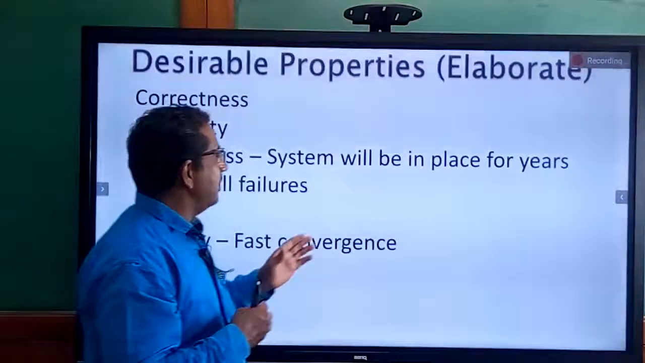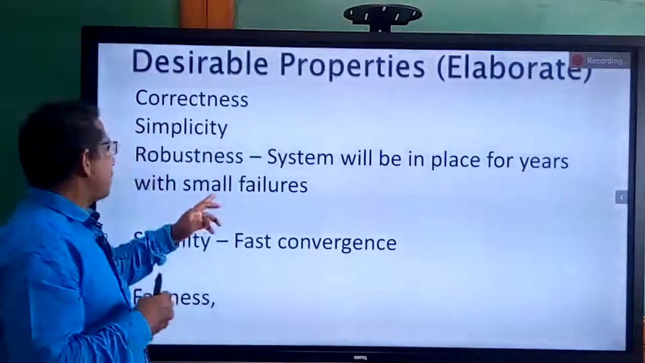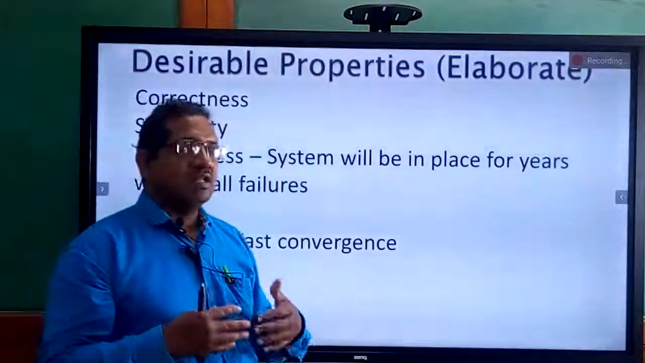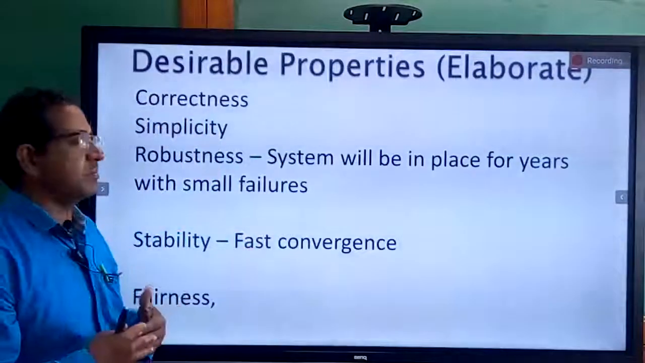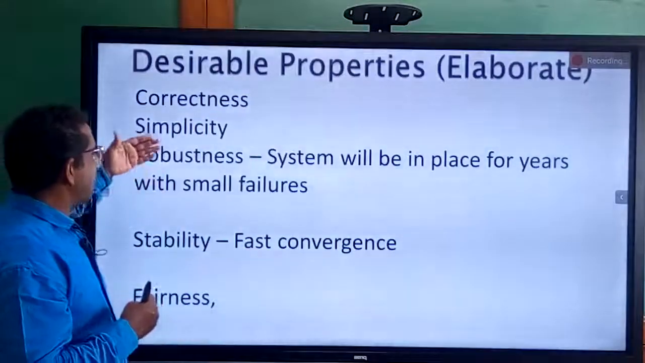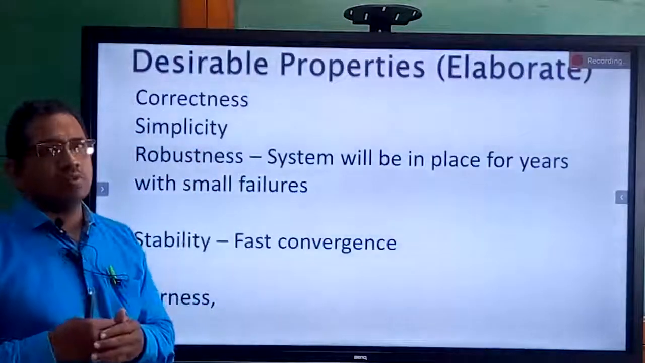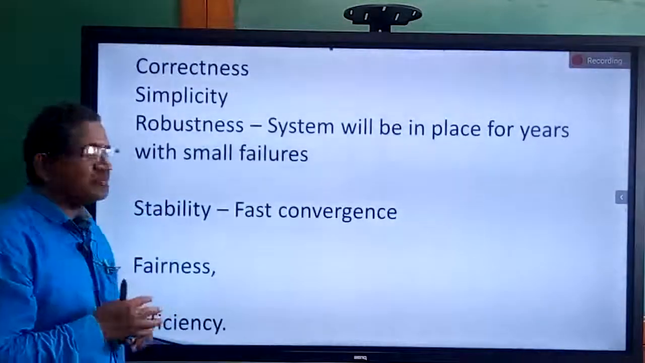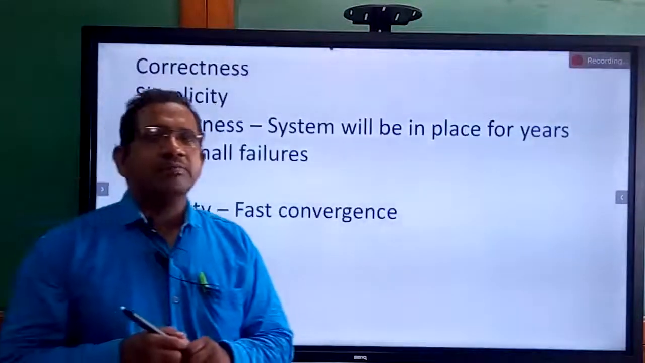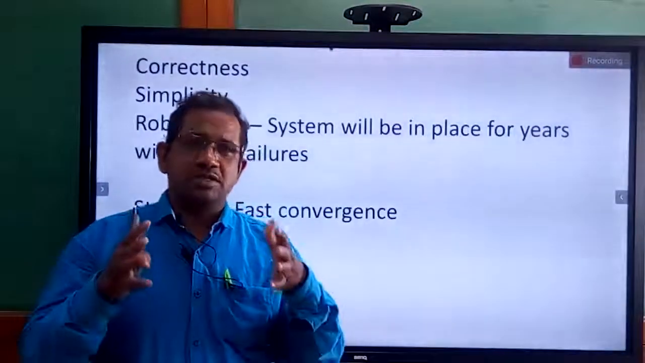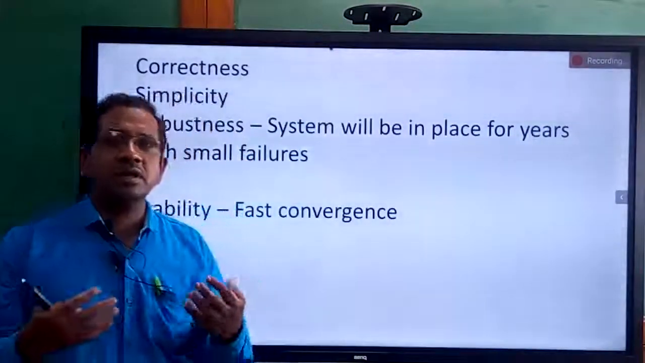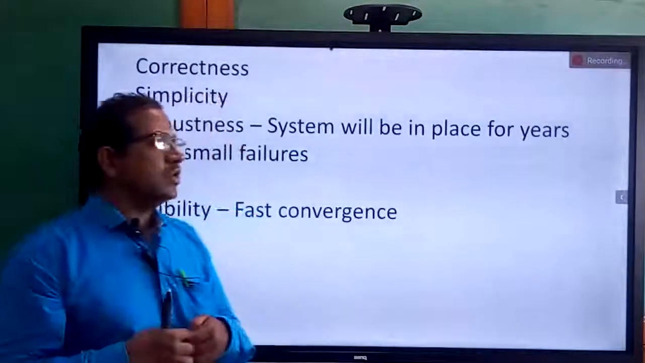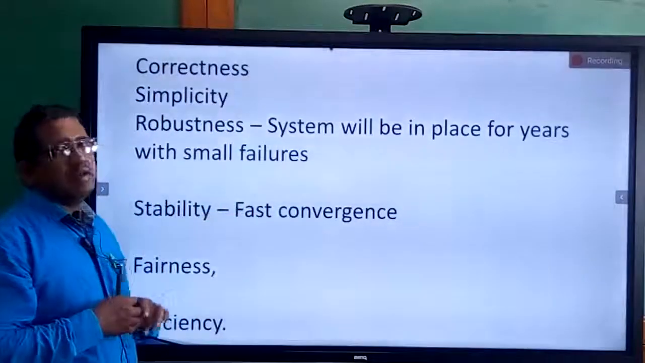So the system will be in place for years with small failures. Even though there are failures in the system, the system working should not get stopped. So the system should keep on working even though there are failures in the network in the long run. That is what we have to see. And next, the system has to be stable. What is the meaning of stability? The result should be convergent. That means what is the result here? Communicating a signal from source to the destination computer is the result. So it should be really stable enough.